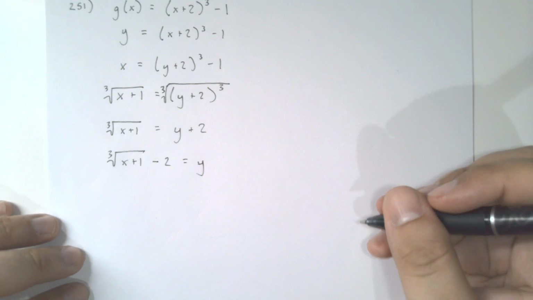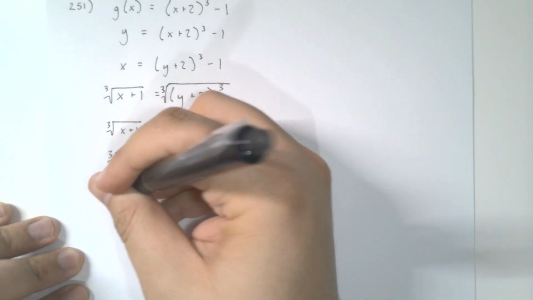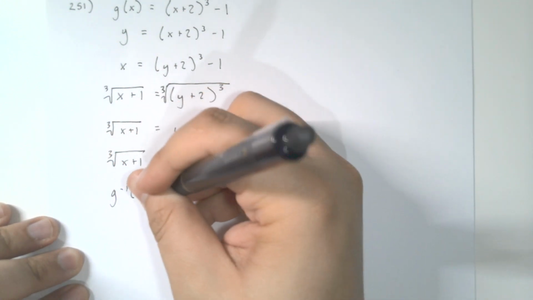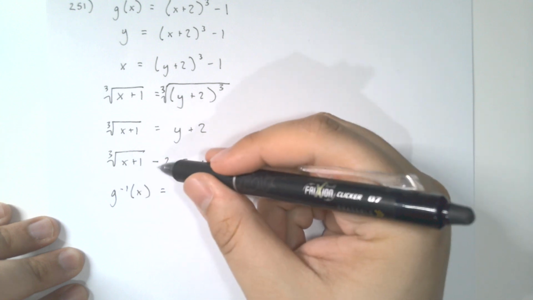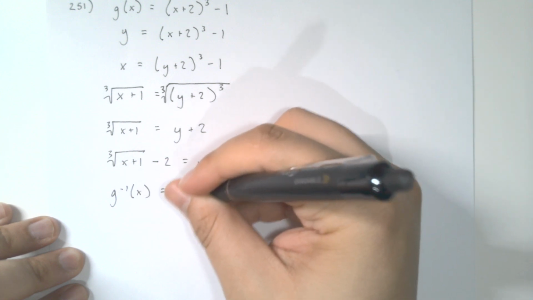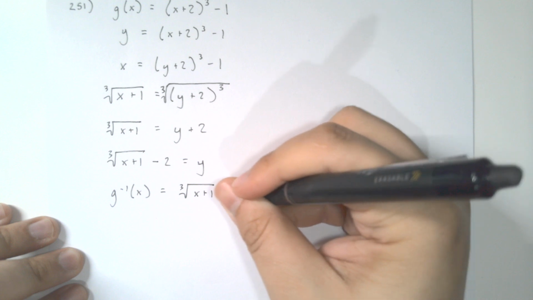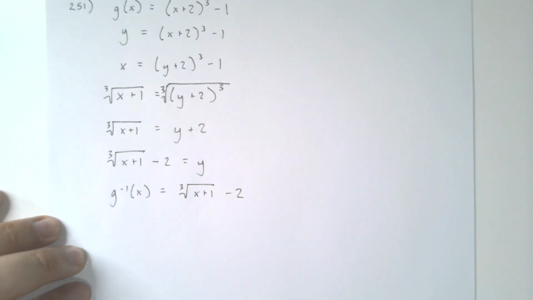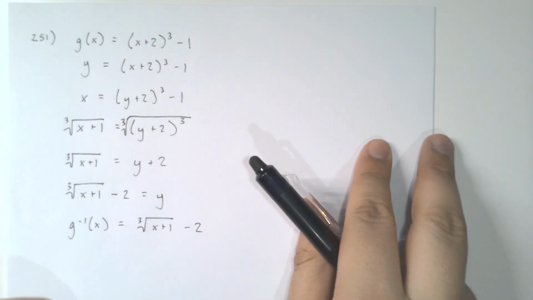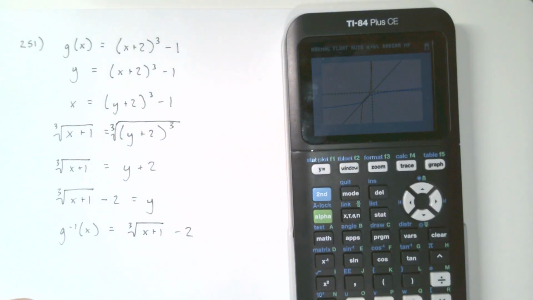And since we have y by itself, we say that the inverse of g of x is equal to all of this on the left-hand side, the cube root of x plus 1 minus 2. And so let's confirm, is this our function?